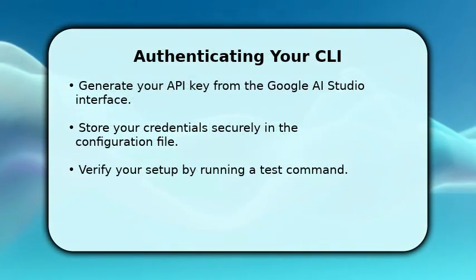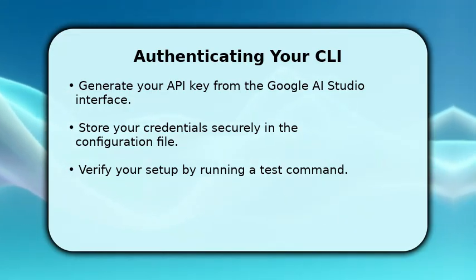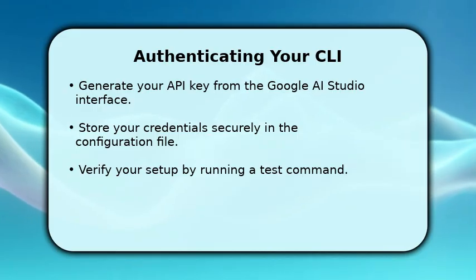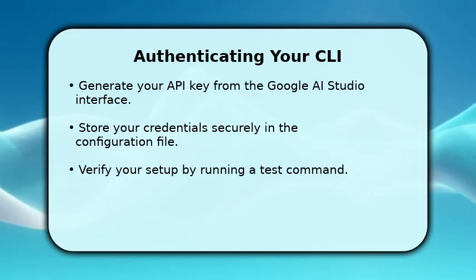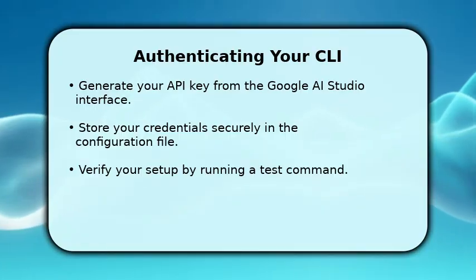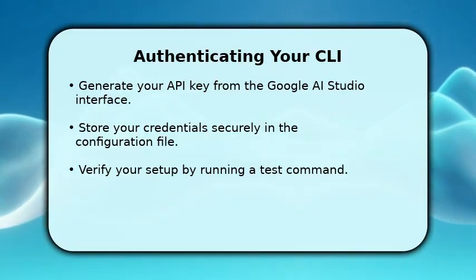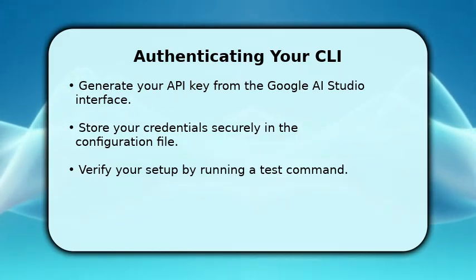Now, let's authenticate your CLI. You'll need to generate an API key from the Google AI Studio. Once you have your key, add it to the configuration file we discussed earlier. It's vital to keep this key confidential. After saving, you can test your setup by running a simple command, like listing available models, to confirm successful authentication and communication with the Gemini API.